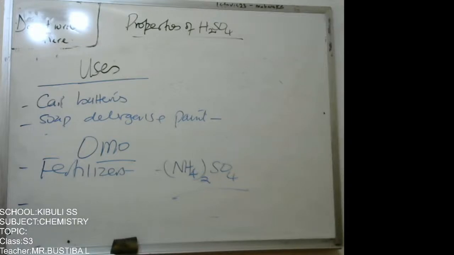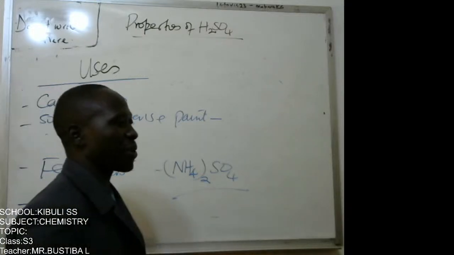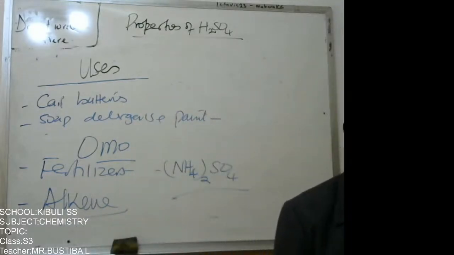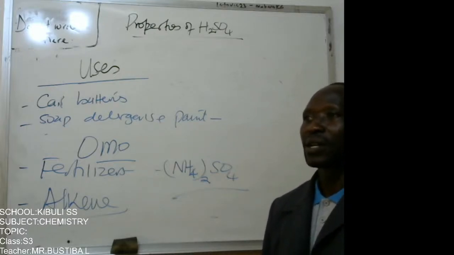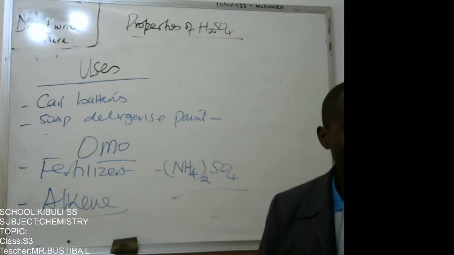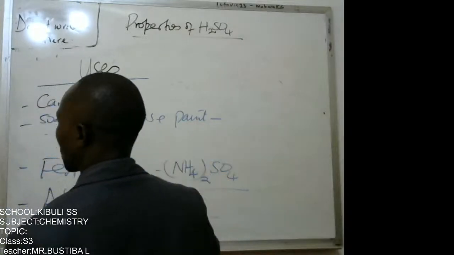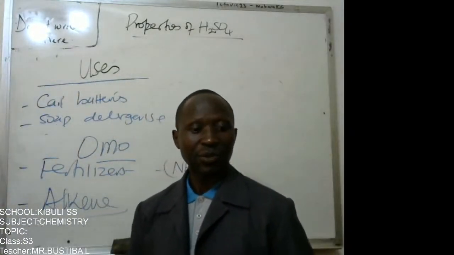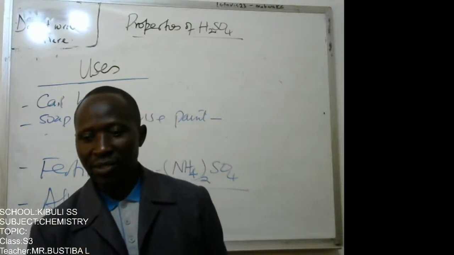Any other uses of sulfuric acid? You can now add. Alkenes. So extraction of alkenes. We have seen that as a dehydration reaction. And you can add so many other uses of sulfuric acid. There are quite many. Add some other uses, like the manufacture of other salts. Use in paints is captured here. And so on. So all the uses of sulfuric acid are quite enormous, as we have always discussed.